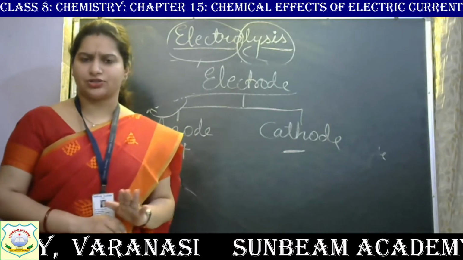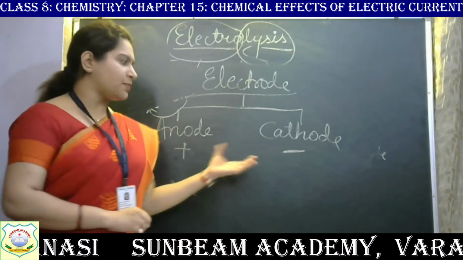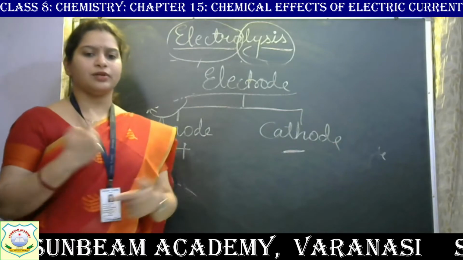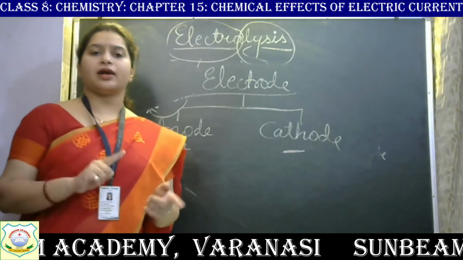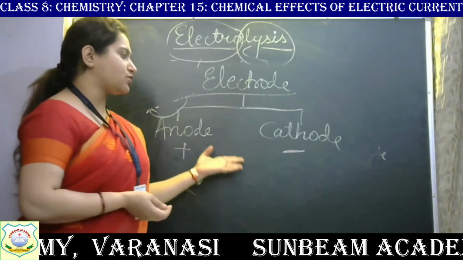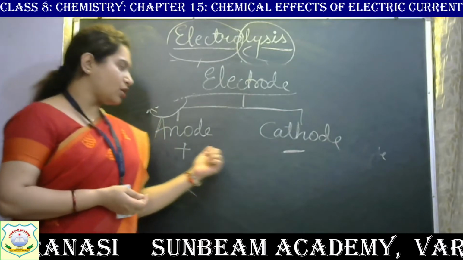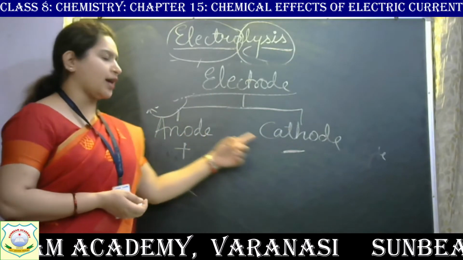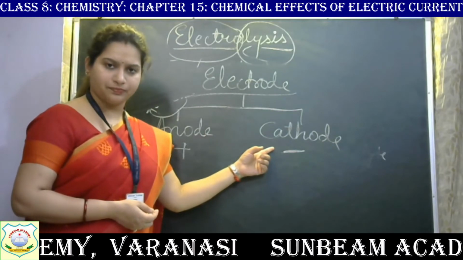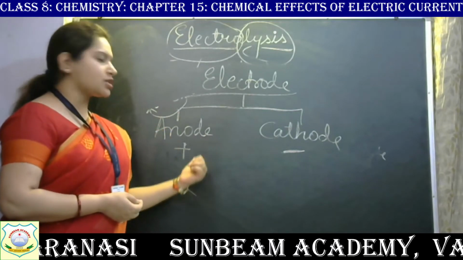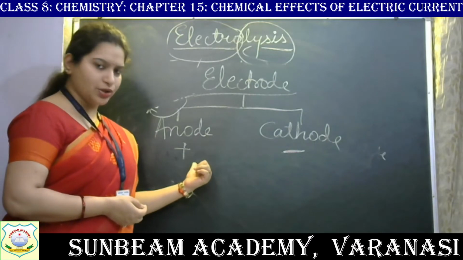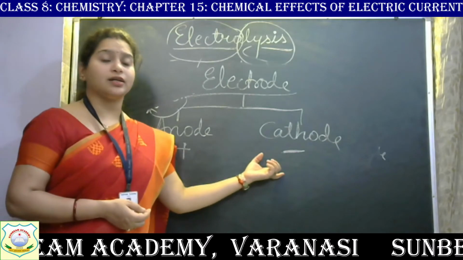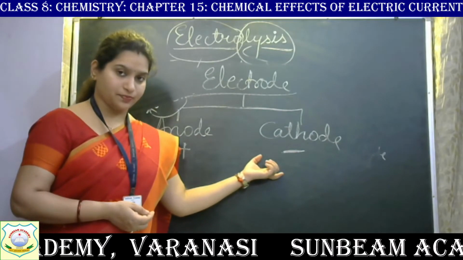Are you clear with this children? अगर आप इस चीज को क्लियर है then only we'll move further. तब आप anion और cation समझ पाएंगे, otherwise you will not understand it. So there are two types of electrodes. We have anode and we have cathode. Okay, anode is positively charged electrode and cathode is negatively charged electrode.